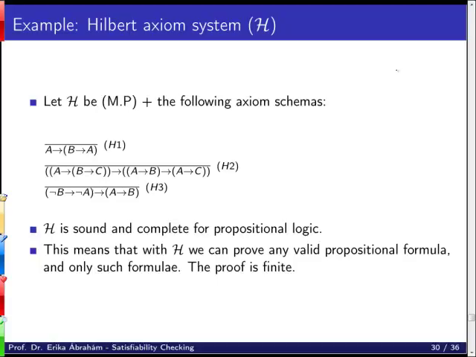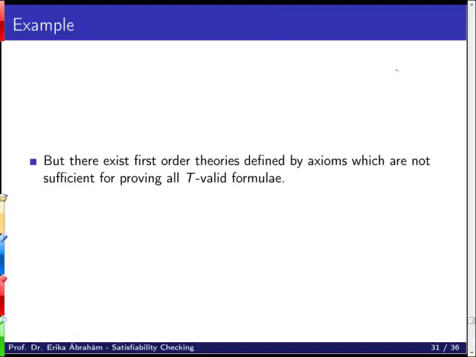This is just that if the consequence is true, then the implication holds. And if A implies B implies C, then also if A implies B, then A implies C, and also the negated implication holds. So these 3 are sufficient, so we do not have any necessity of further restricting to smaller fragments. But if you look at more complex logic, first to the theories, you can have axioms which are not sufficient for proving all T-valid formulas.